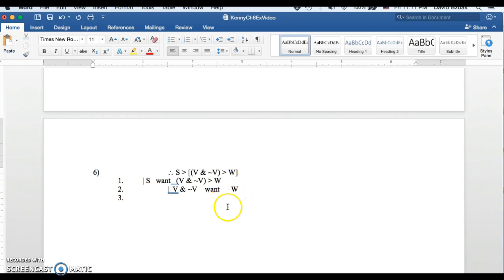Okay, so now we need to go from V and not V to W. There's a couple ways you could do this. You could assume not W, in other words, do a reductio, because you already have the contradiction. You just need to do conjunction elimination to get it. But you could also derive it without reductio. So let me do it without the reductio first, and then maybe if I have time, I'll come back and do it with reductio. So you get V by conjunction elimination of 2.